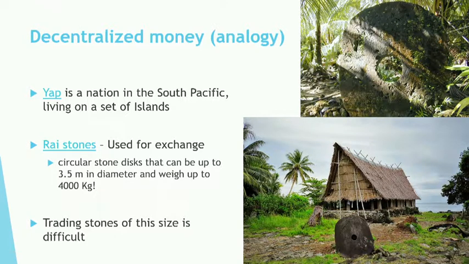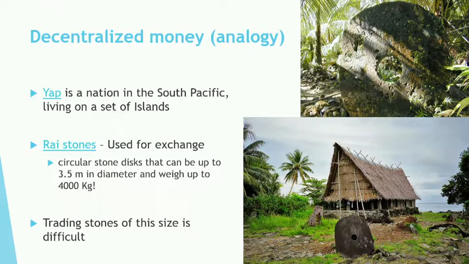A very good and prominent example of an analogy that is similar to blockchain is the Yap nation that used to live in the South Pacific region, and they used rice stones as a means of exchange. So instead of currency, as we know it, they used round-shaped stones, as you see here. And they were used as a means of paying for goods or services.